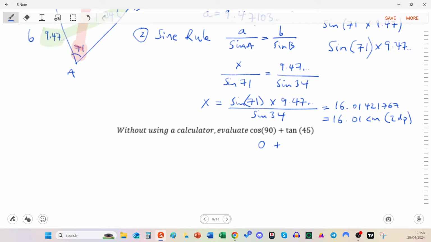How would you find tan 45 if you didn't have a calculator? Because remember, this is without using a calculator. This is an exact value. There are two really important triangles. One of them is the isosceles unit triangle, and the other is the equilateral unit triangle. And tan 45 is going to come from a triangle that has 45 degrees in it naturally. And that particular triangle is going to be the isosceles.